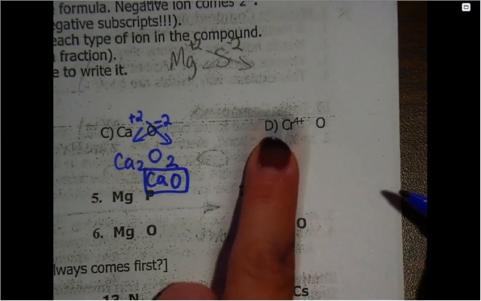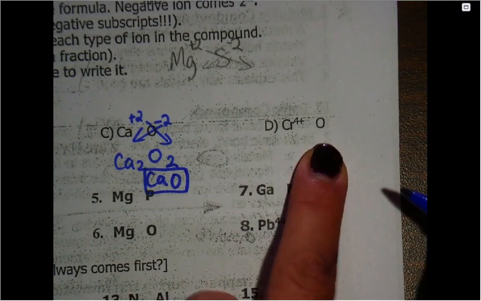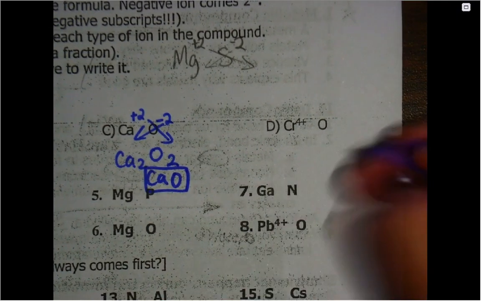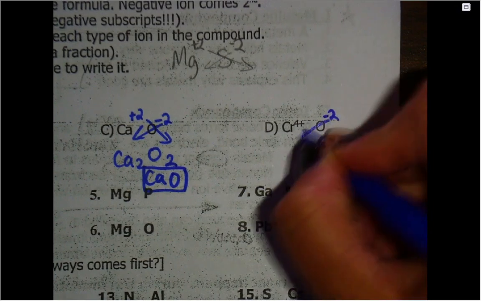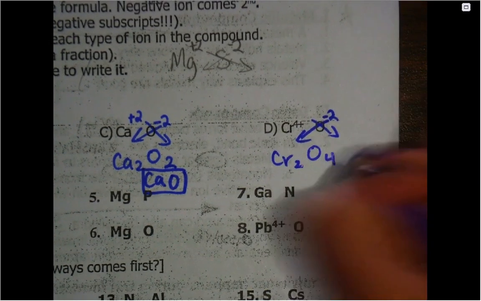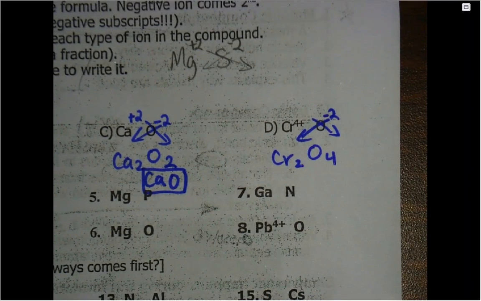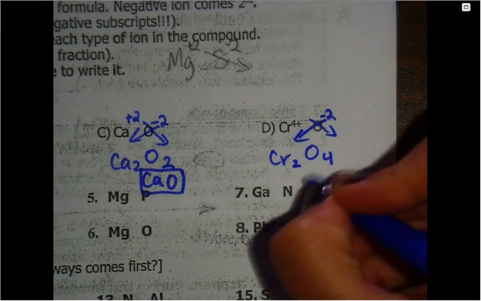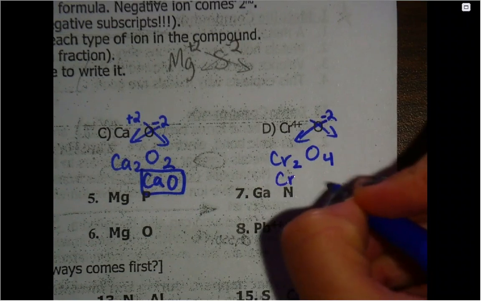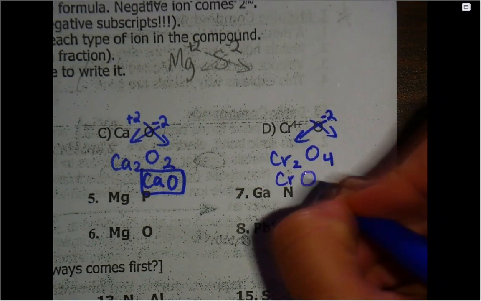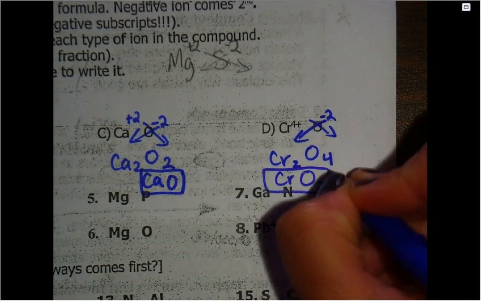So we already have a 4+ here. What is oxygen? He's group 16. A -2. We're going to crisscross those. We end up with Cr2O4. Can that stay that way? No. It's a 2 to 4 ratio, so now it turns into a 1 to 2. And that's the final answer.